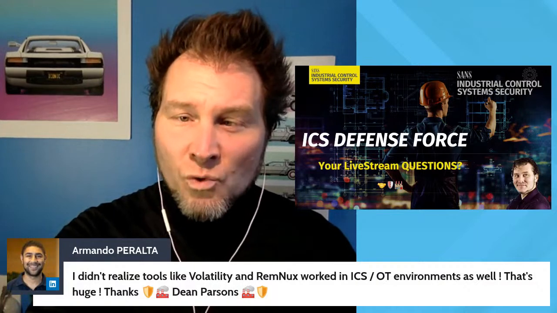Thanks for joining, everybody. I didn't realize tools like Volatility, REMnux worked in ICS environments as well. Absolutely. So thanks for tuning in. And the thing is, it does help for sure, but it's not going to be applicable to everything. It's only going to be applicable to maybe the first 10 or 20% of that Purdue model, right? So I love the way you're thinking, but the PLCs, the RTUs, some of the engineering devices, even embedded HMIs, Volatility may not be helpful with. So great question on that.